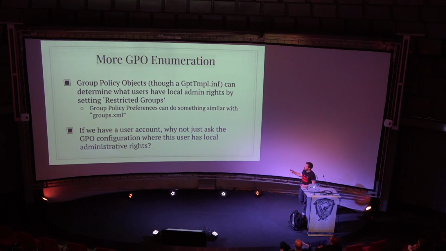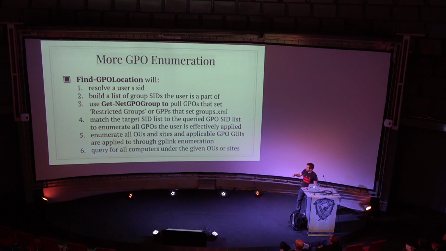So if we have a user account that we're interested in, say we have Bob, and we want to figure out where he has admin access in the entire domain, we can just ask the domain controller, correlate a couple of objects, take some of the results, smush it all together, and then we can figure out this is where Bob has admin access. The PowerView function that will do this is called Find-GPOLocation.